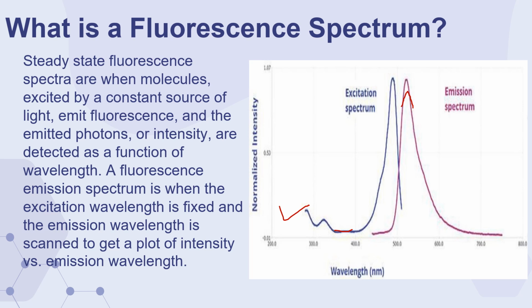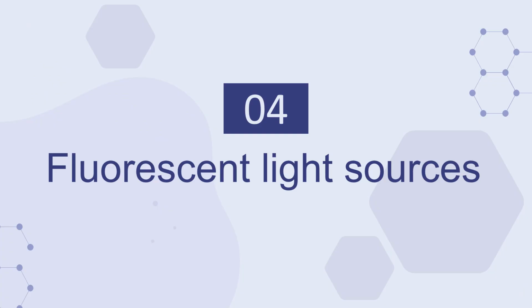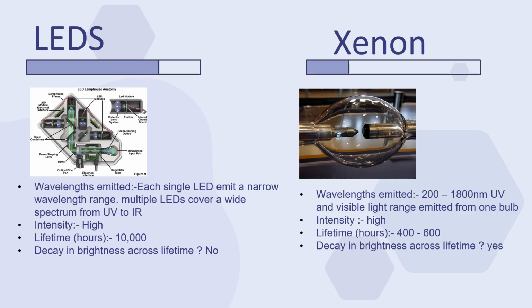The fluorescence emission spectrum is obtained when the excitation wavelength is fixed and the emission wavelength is scanned to get a plot of intensity versus emission wavelength. Now we will see what light sources are used in fluorescence spectrophotometry. The light sources used are LEDs and xenon lamps.